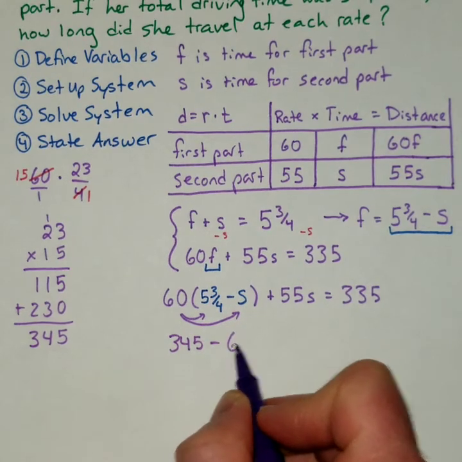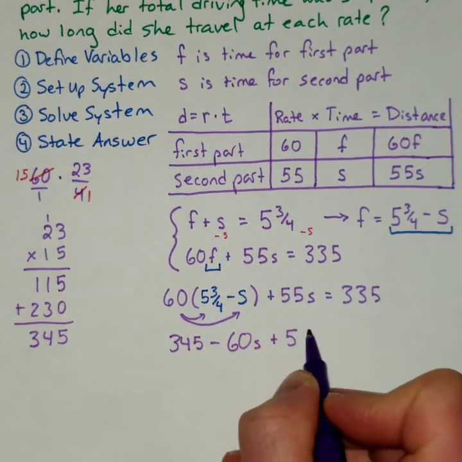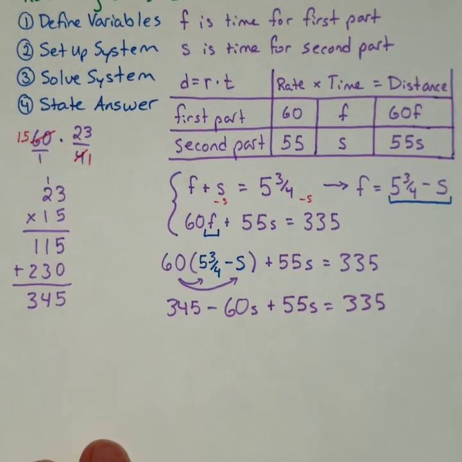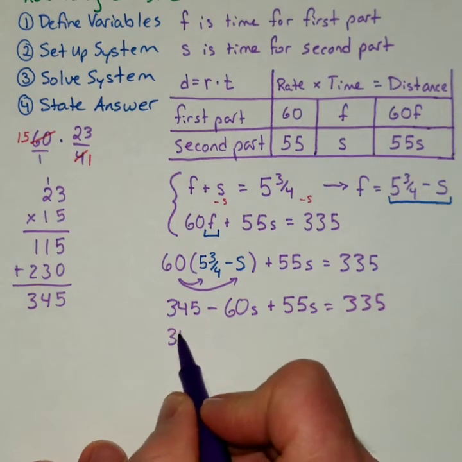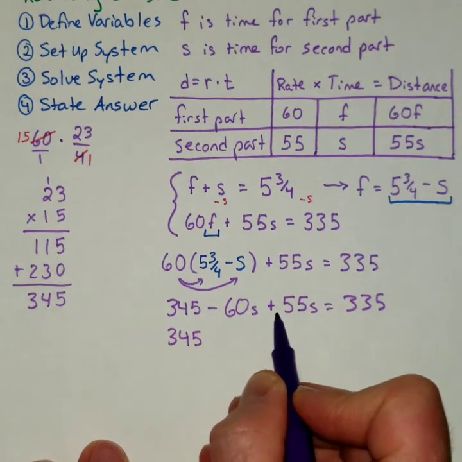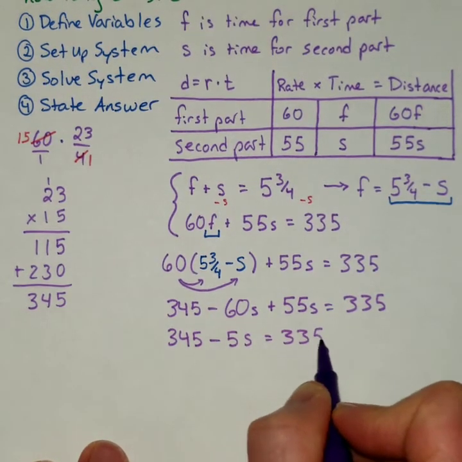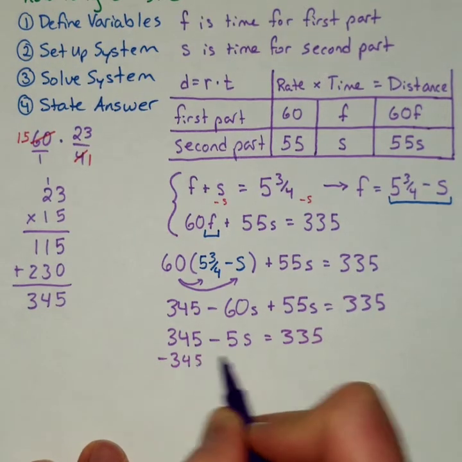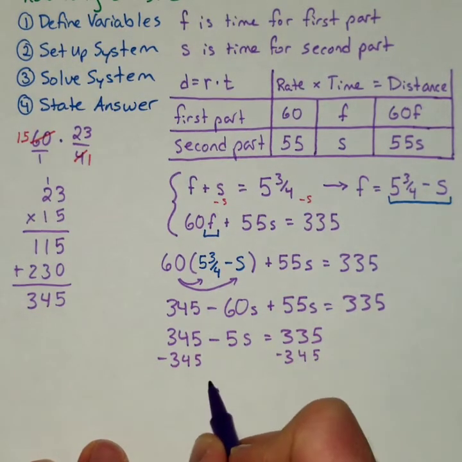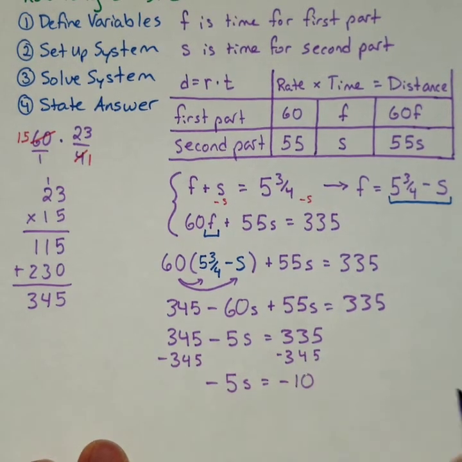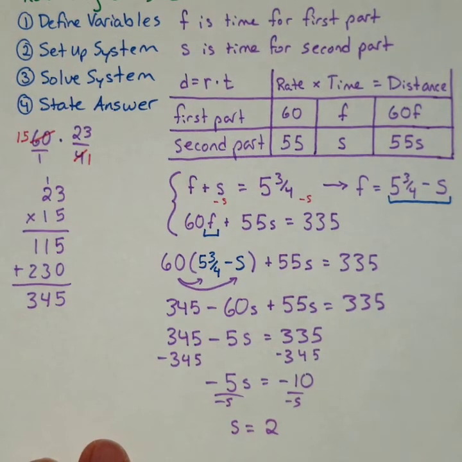60 times s is 60s. Then I get 55s and 335. I'm going to combine my like terms. 345, negative 60 plus 55 is going to be a minus 5s. I'm going to subtract 345 from both sides. So negative 5s equals, this is negative 10. And I'm going to divide by the minus 5. And so s is equal to 2.